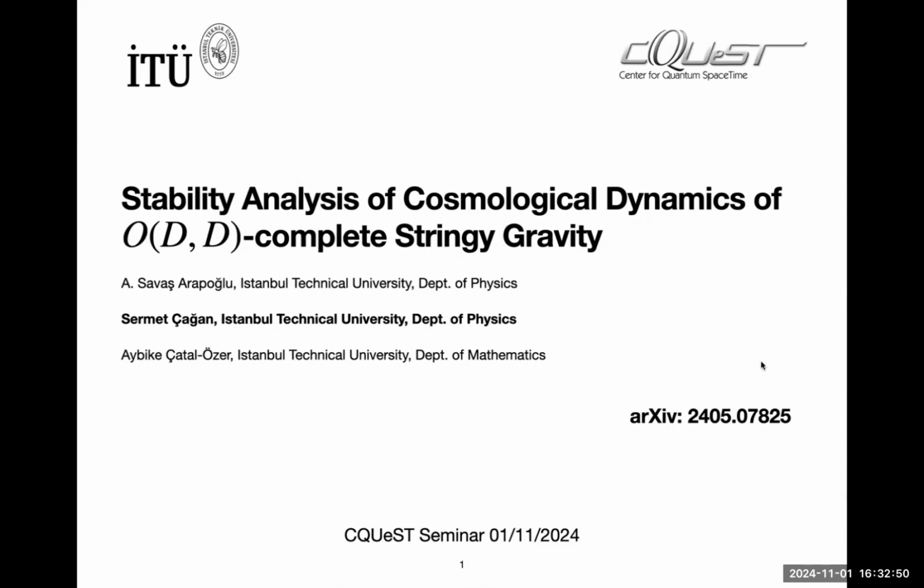Today, as said, I will talk about the stability analysis that we did first on the flat ODD complete Friedmann equations, and then we compared it with the phenomenological model of chameleon cosmology. Afterwards, we looked at the curved configuration of the ODD complete stringy gravity to see the dependence on the curvature of this model, and see whether it prefers the flat universe or closed or open universe configurations, and how its dynamics tells us about the curvature.